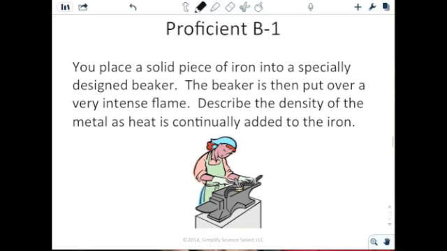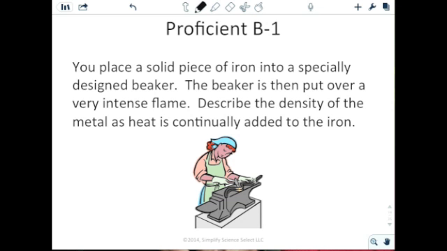Okay, jumping into this question, it says you place a solid piece of iron into a specially designed beaker. The beaker is then put over a very intense flame. Describe the density of the metal as the heat is continually added to the iron. So when we're looking at this, as we add heat to it, it's going to move from a solid to a liquid to a gas. And what we'll see is that basically the density will become smaller.